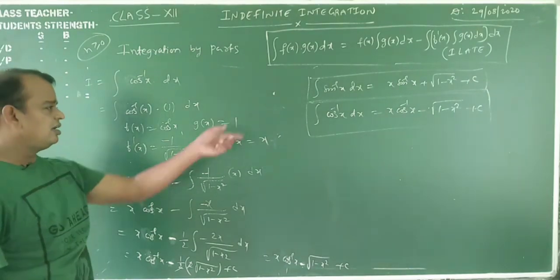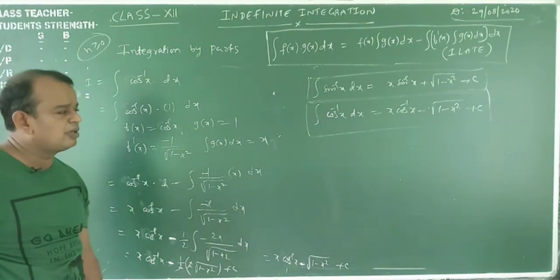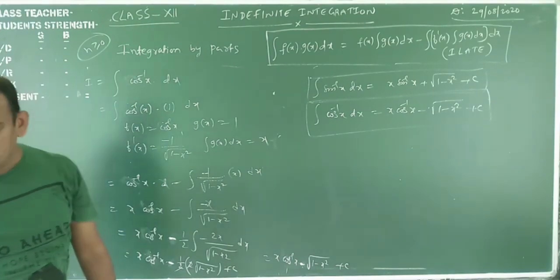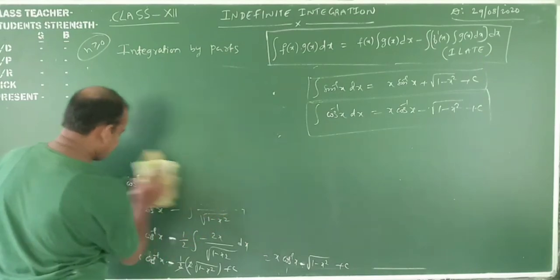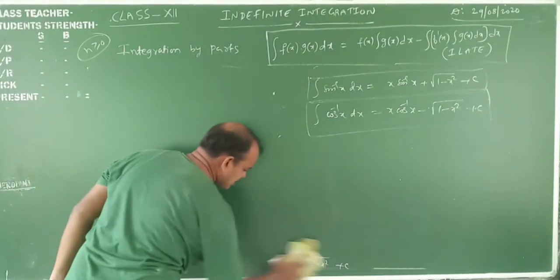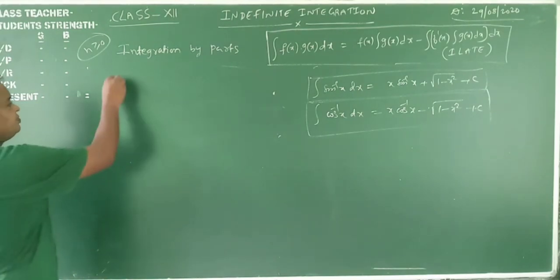Okay. Integral of cos inverse of x dx is equal to x cos inverse of x minus root over 1 minus x square plus c. Now what about tan inverse of x? What is the integral of tan inverse of x dx? This is a special function, that's why 100% we will take the second function as 1.